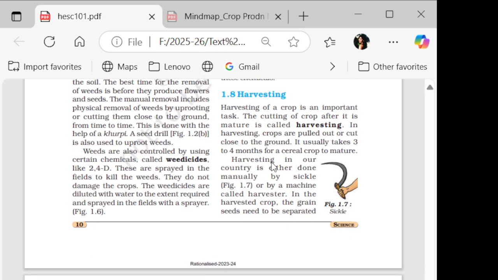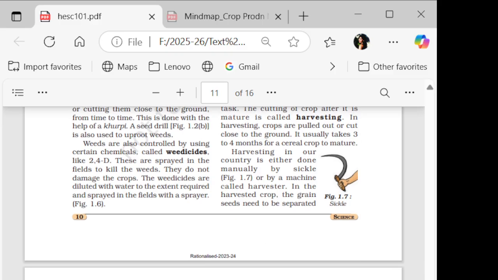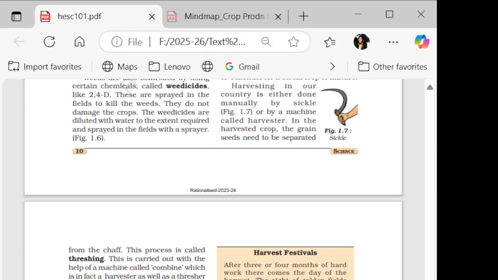Next comes, after we do all these things, after 3-4 months the crop plant is ready, crops are ready, and that is why we need to harvest those crops. Okay, now there are again two methods. In old days they were using a sickle to cut it manually, right? But nowadays a machine called harvester is used. And there is one more machine which is known as combine. It is a combination of harvester and thresher.